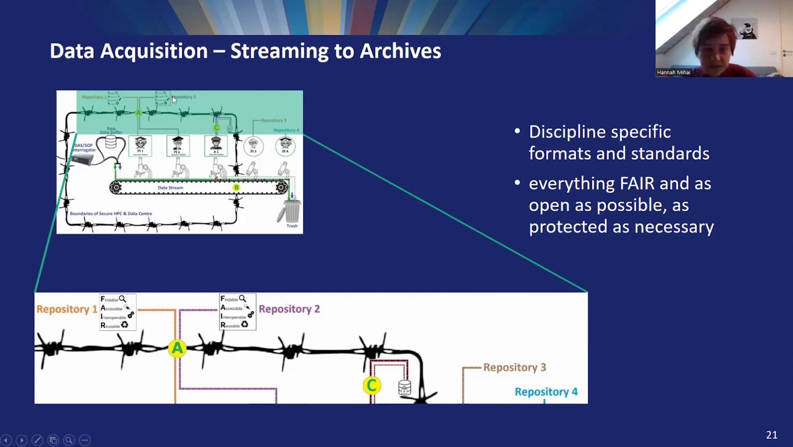The repositories here at the top contain data extracted very early in the data pipeline. Repositories 3 and 4 here at the end are outside of the secure data center and are the last chance to save the data before it's deleted.